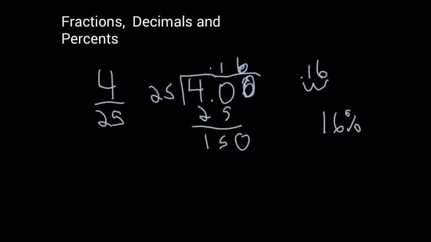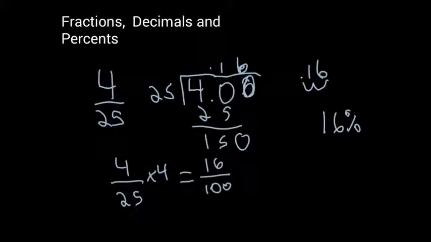If you wanted to just go from a fraction to a percent, you would have to make your denominator out of 100 by using equivalent fractions. So 4/25, to get that equal to something over 100, I'm going to have to multiply by 4, and 4 times 4 is 16. So we get 16/100 as a fraction, and since it's out of 100, that means it's also our percent, so 16%.